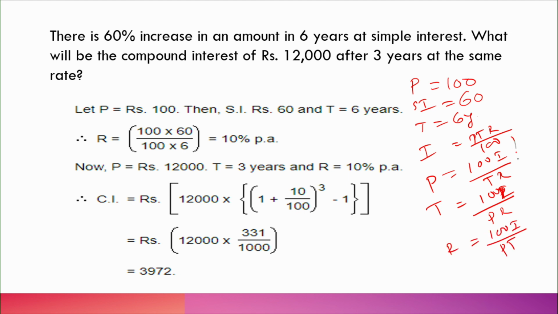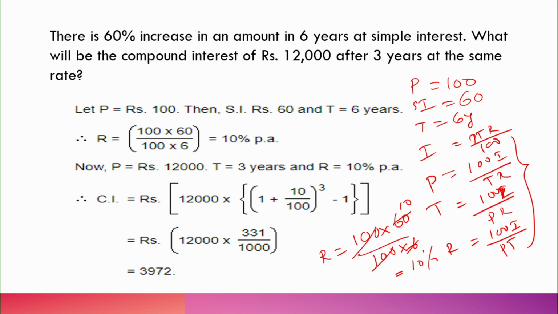You can use any one of these 4 formulas. So now we are going to use it. R is required. R equal to 100 I by PT, 100 times 6, this 100 and this 100 get cancelled, 6 ones are 6, 6 tens are 60. So how much did you get? 10% rate of interest, correct.